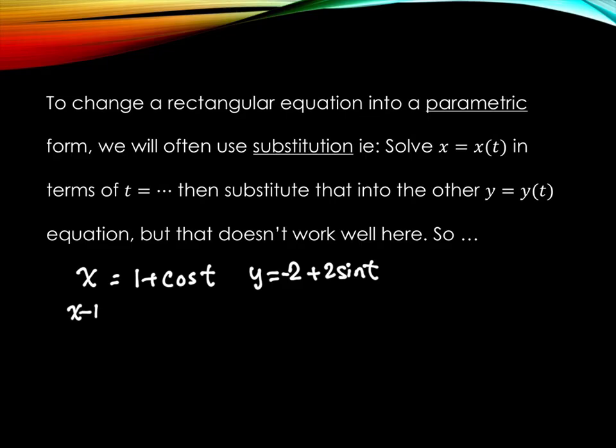So this is going to say x minus 1 equals, oh, did I leave it off? I did. This should say 2 cosine t. If you left yours off like me, please add it in. So this will now say 2 cosine t.